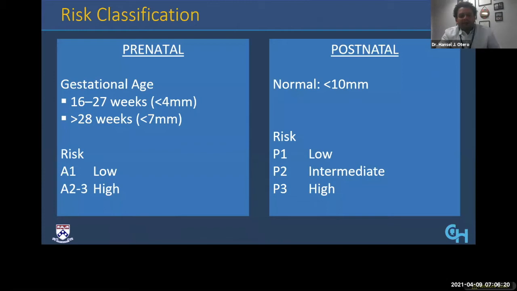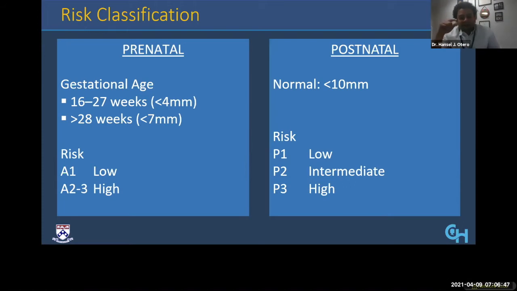To simplify it, in the prenatal period between 16 and 27 weeks, anything over 4 millimeters is considered dilatation and less than 4 millimeters is normal, and at 28 weeks it changes to 7 millimeters. The prenatal dilatation is only low risk or high risk, so we have A1 or A2-3. Postnatal, anything under 10 is normal.